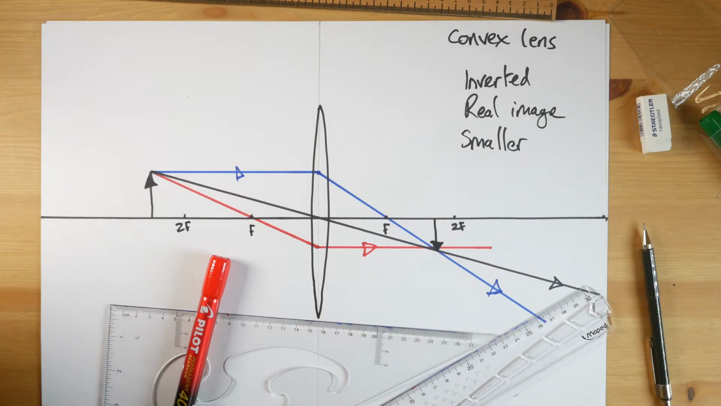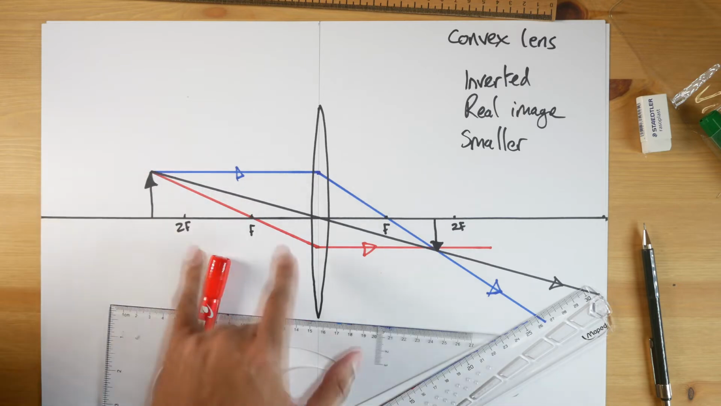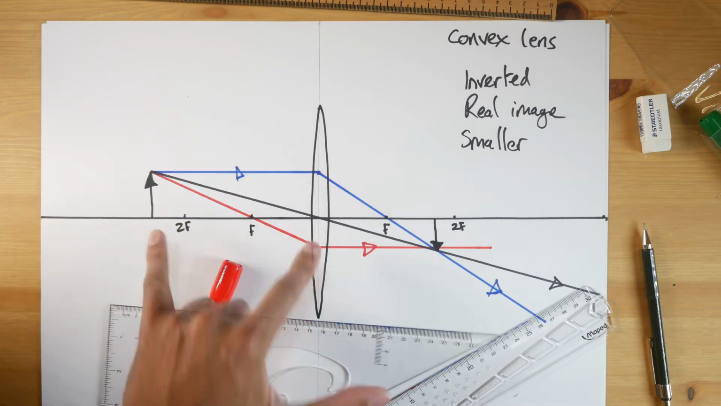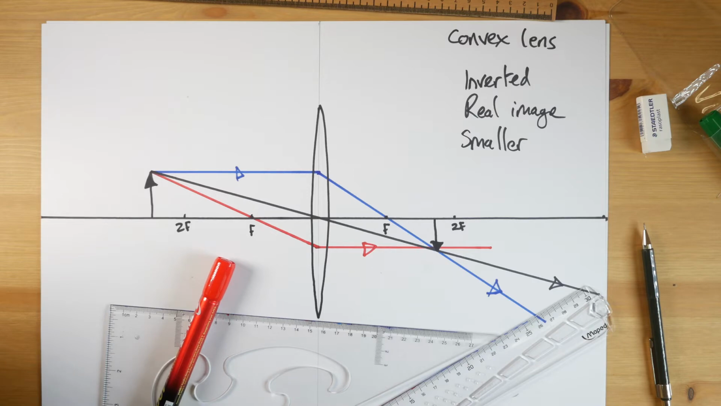Okay? Now this is when the object is beyond 2f. Okay? And things change as you bring it closer in. So let's have a look at those.